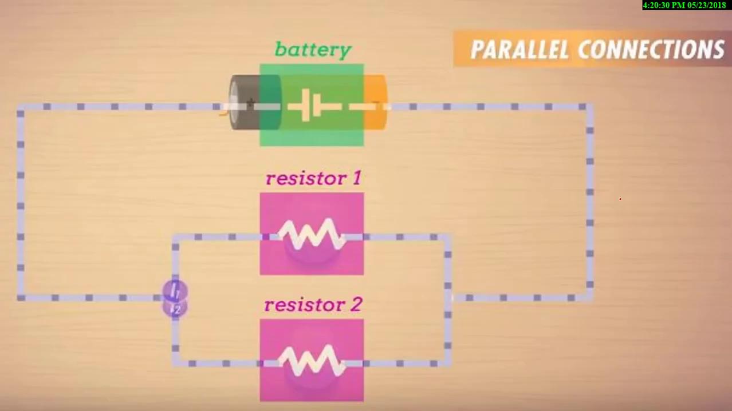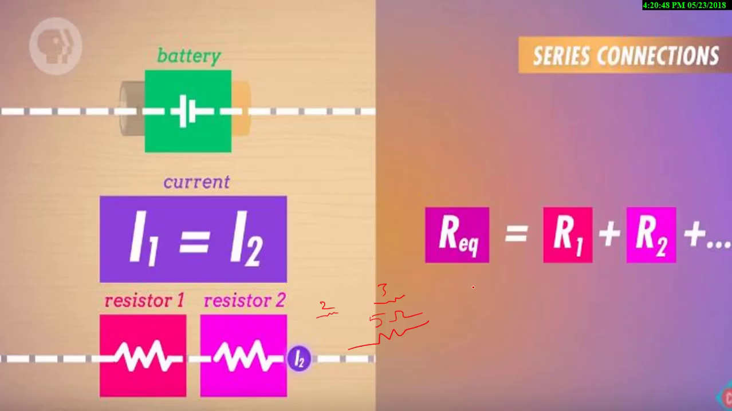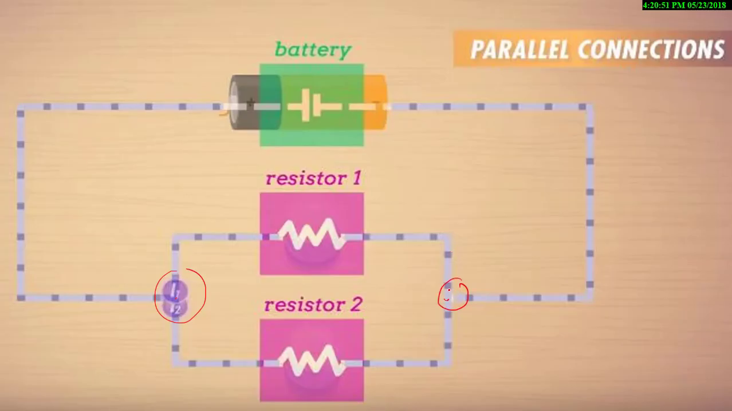Now coming to parallel connections: when the heads of all resistors are connected at one end and the tails of all resistors are connected at the other end, like this, then those resistors can be said to be connected in parallel. So when the heads of the resistors are all connected to one end and the tails of the resistors are all connected to the other end, we can call it a parallel connection.